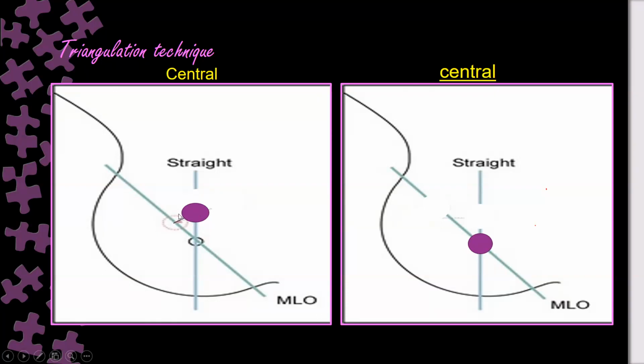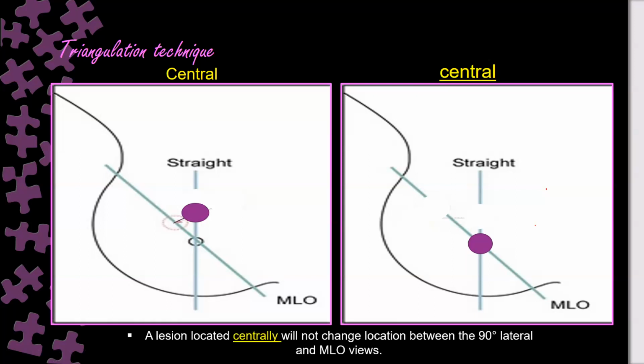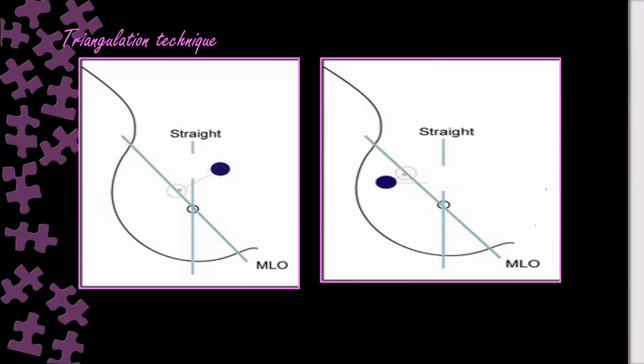If it is at 12 o'clock, you will see it here on the straight lateral, and you will see it here on the MLO. If you measure the distance here and the distance here, it will be the same. So the centrally located lesion does not change its place between the lateral and the MLO. It has the same place. Is it clear? Yes.